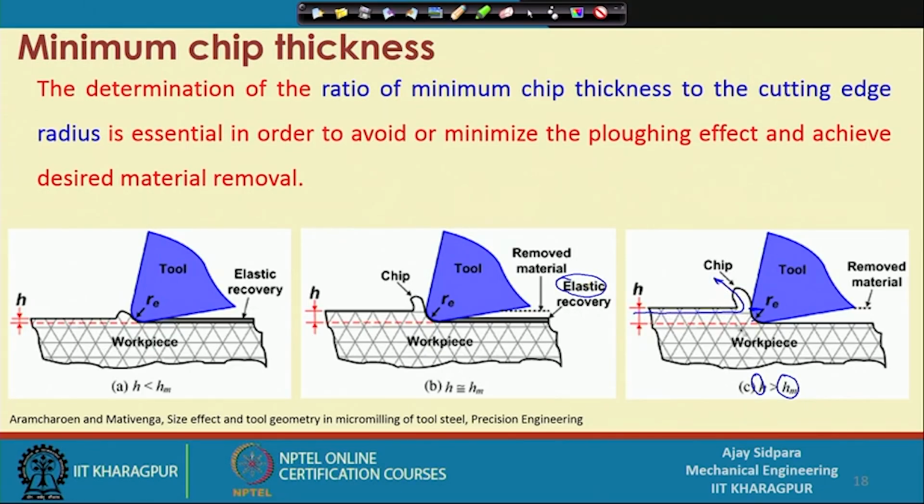And this is the important thing here, that we have to maintain a minimum uncut chip thickness in such a way that you are always getting the chip from the uncut chip, minimum uncut chip thickness, so that no material is getting pushed inside the workpiece material, or no type of recovery from the machining zone. So, this is the required condition to get the material removal in terms of chip.